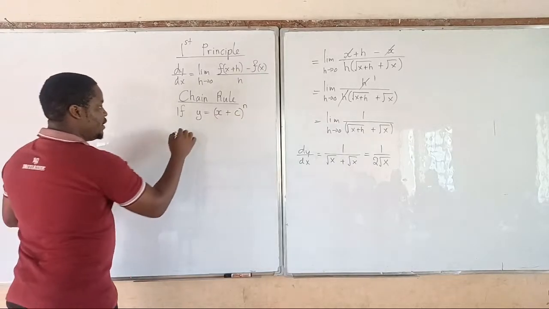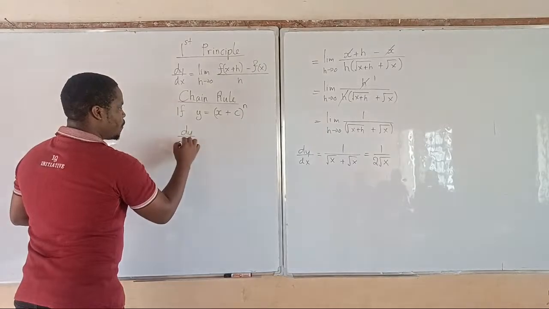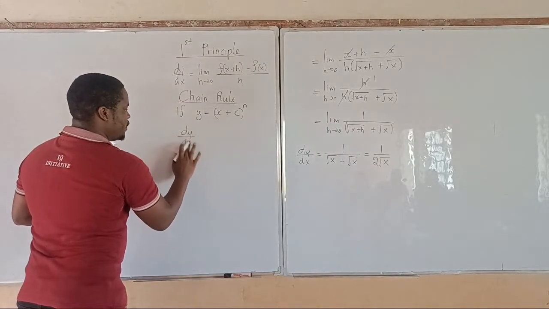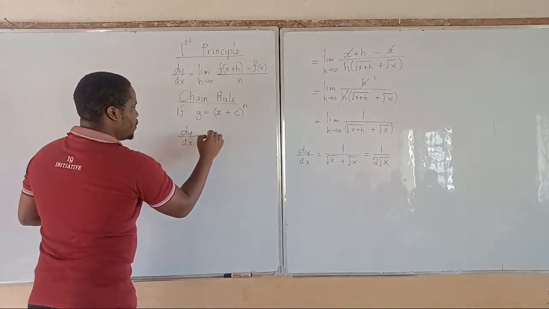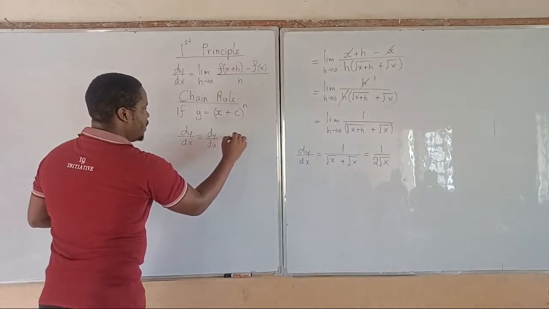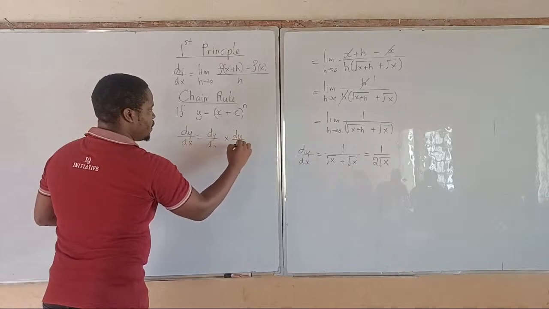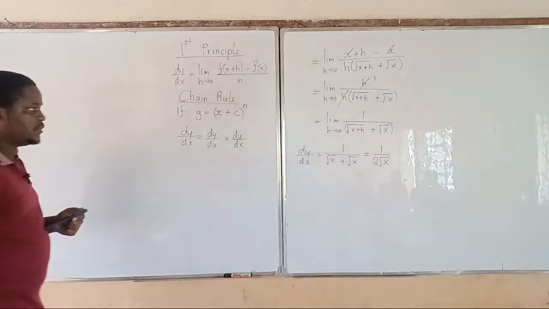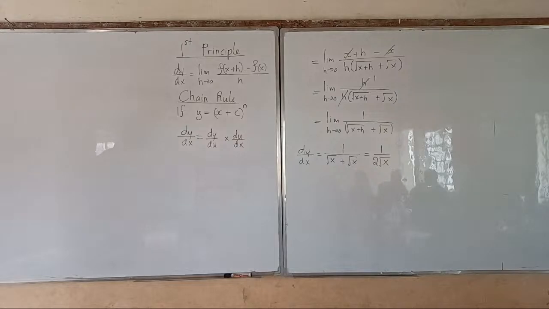So dy dx for the chain rule will be equals to dy du multiplied by du dx. We'll take an example so that you understand it. For now, I just want you to write them down.